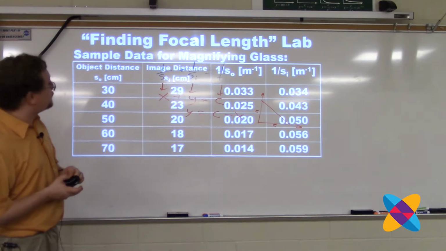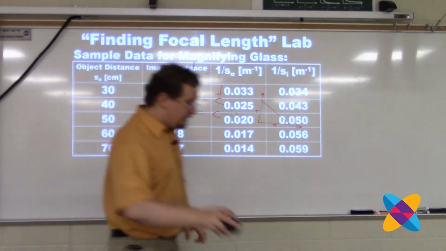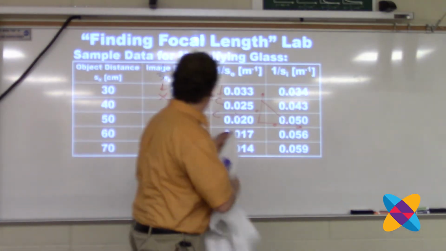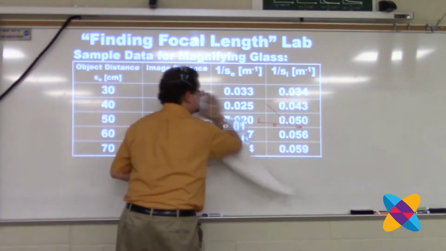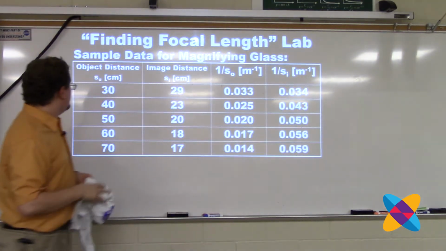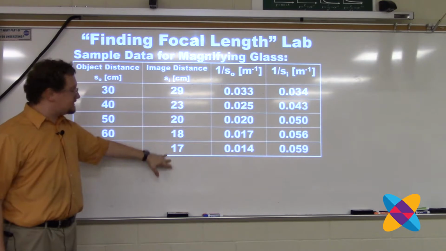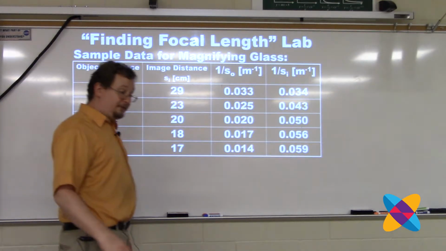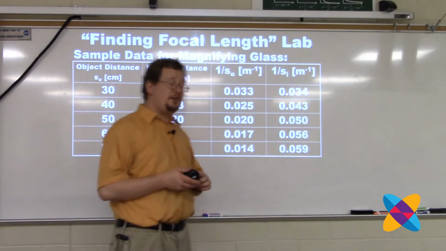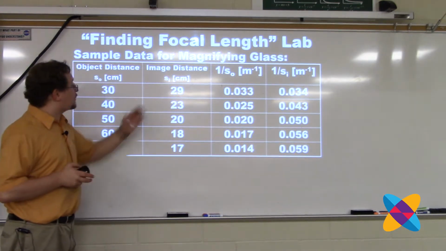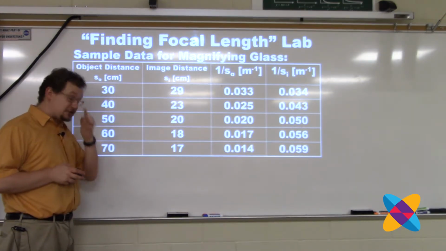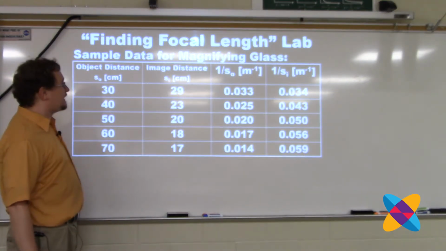This is for the magnifying glass. So this is my sample data for the magnifying glass I bought at Dollar Tree. So let me erase and let you have a look at it here. Again, 30 through 70 for me, and my image distances were much closer than for the mirror. Students need to know that if image distances are closer, then that object has a shorter focal length. They just kind of need to know that concept.